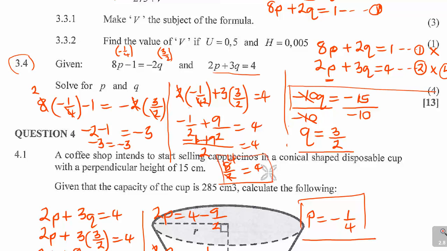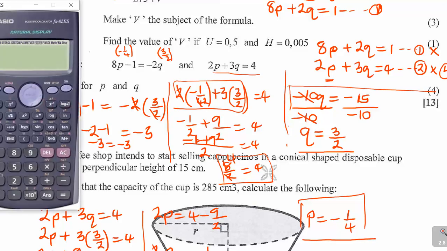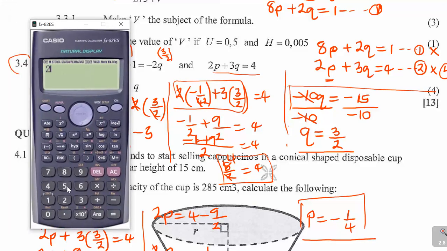You can see that you can use a calculator directly from here, just to say 2 into negative 1 over 2, plus 3 into 3 over 2, just to see if it gives a 4 in that part. Actually, it was negative 1 over 4 here, not negative 1 over 2.